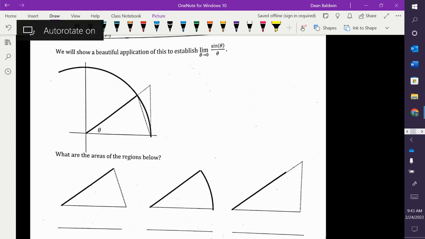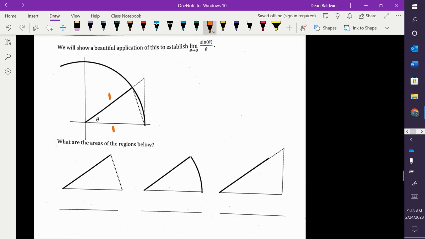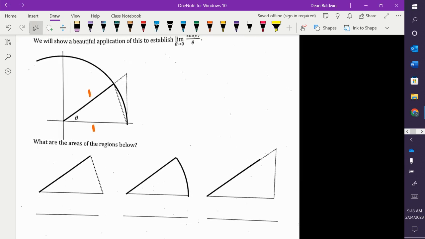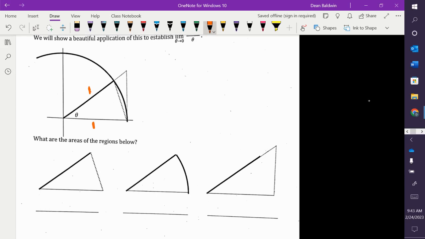I don't think you'll be asked to reproduce this. I've never seen it asked or been asked to reproduce, but it's a good application of this. So we're going to pretend we're on the unit circle. So our radius is 1. And we're going to make 3 areas. So there is this little area, this triangle right here, which is drawn right here.